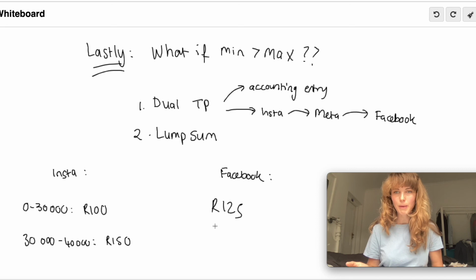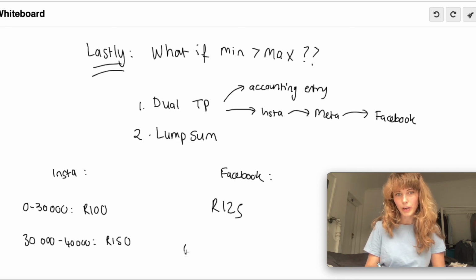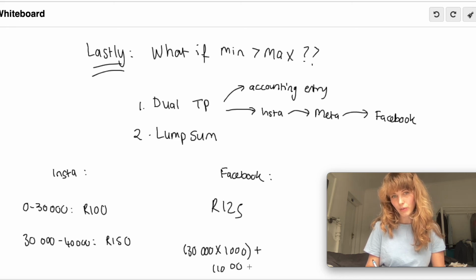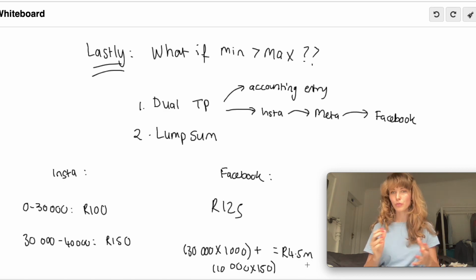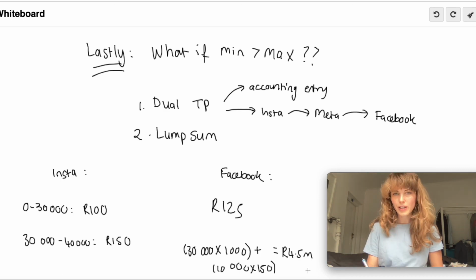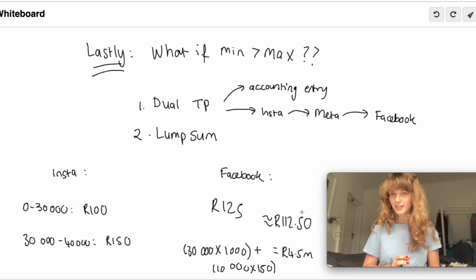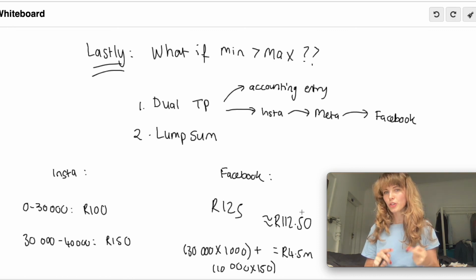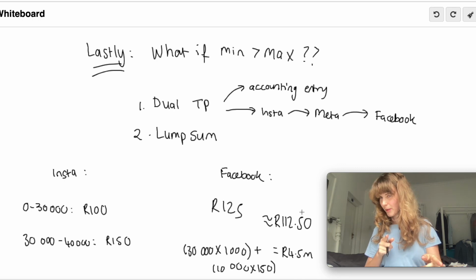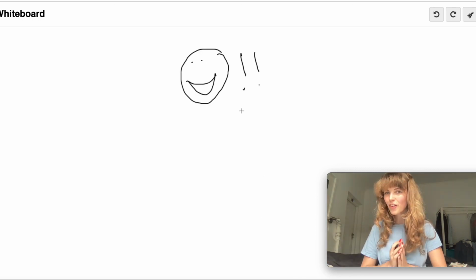So what the lump sum says is that, okay, well then we agree that for the first 30,000 units, you can pay the 100 Rand, and for the next 10,000 units, you can pay the 150 Rand, giving you a total lump sum of 4.5 million Rand for the full 40,000 units. And that's effectively saying that it's 112 Rand 50 per unit. Therefore, always less than our max, so therefore everyone's happy. But in a lump sum, it is important to note that you're not paying 112 Rand 50 per unit, you're paying the lump sum amount. That makes sense? And that's all from me on transfer pricing.